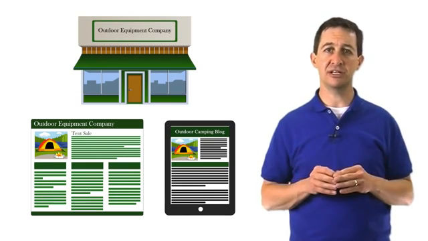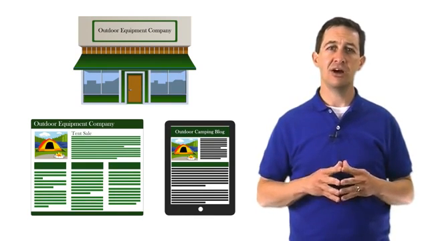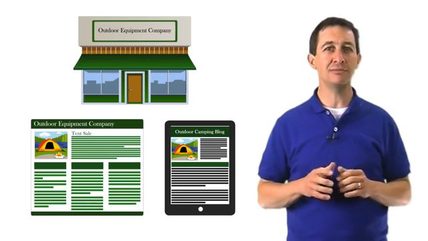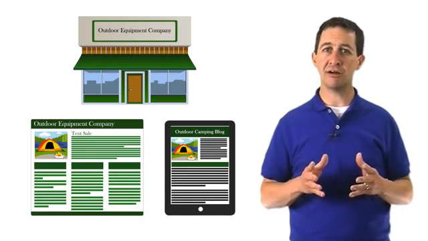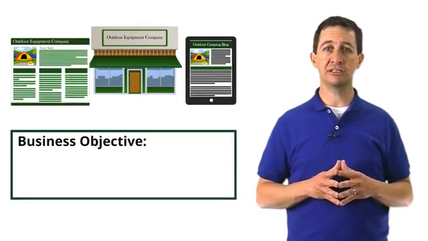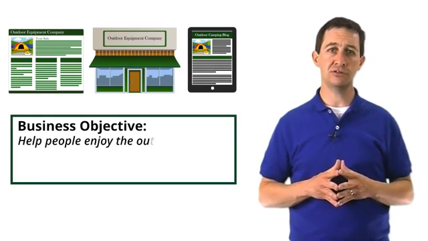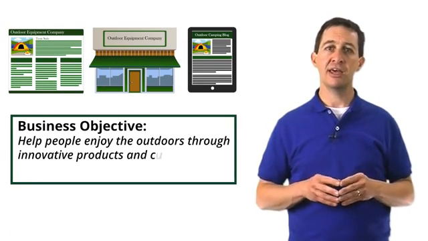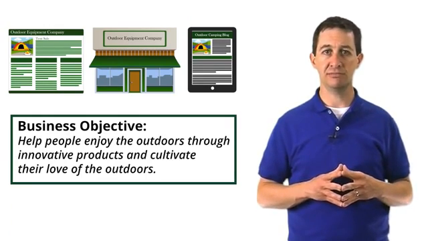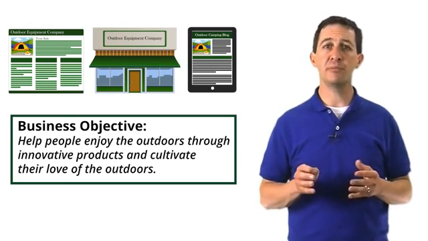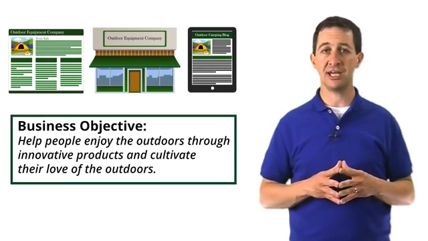We need to ask ourselves, why do we exist? Often, you need to dig really deep to get the true answer. In our example, let's say the business objective is to help people enjoy the outdoors through innovative products and cultivate their love of the outdoors. To support our objective, our business will use specific strategies and tactics.